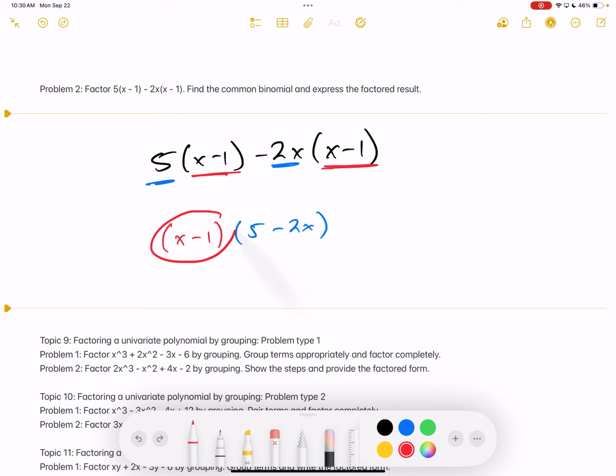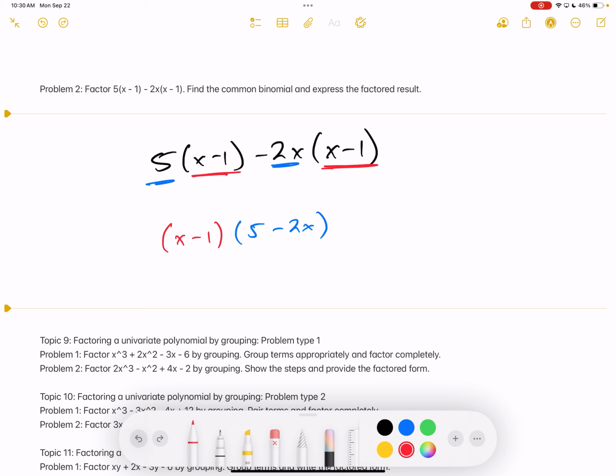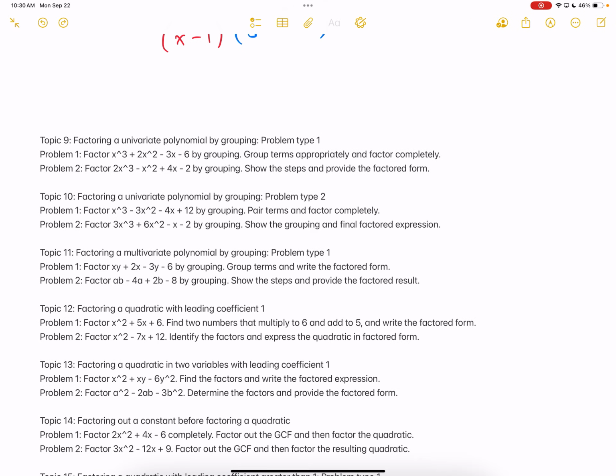So if I took this whole thing times 5, I would get this. And if I took this whole thing times negative 2x, I would get this. Kind of weird to think about it when you got a bunch of terms there. But that's the only topic that I'll really talk about like that. So that kind of starts us on our factoring journey here.